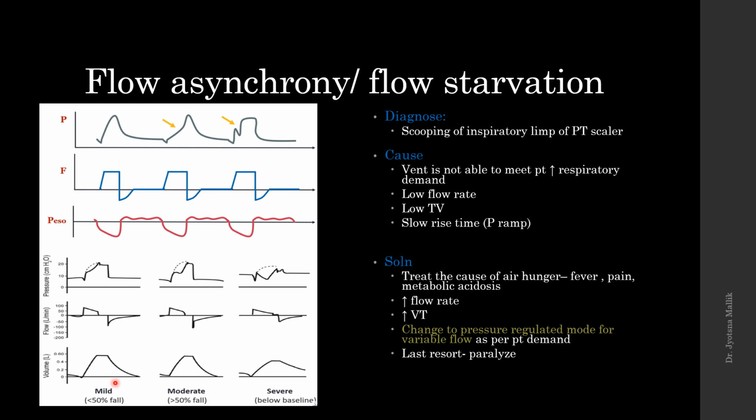It can be divided into mild, moderate, and severe. If it is less than 50% of the baseline, it is called mild. If it is greater than 54% of baseline, it is called moderate. And if it is below baseline, it is called severe flow asynchrony.